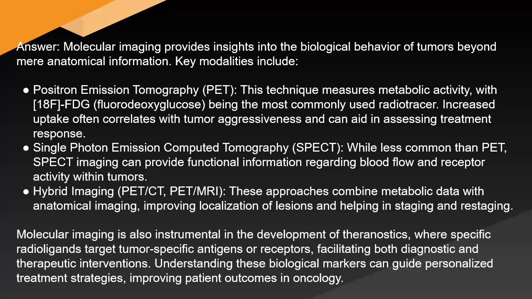Single photon emission computed tomography (SPECT), while less common than PET, can provide functional information regarding blood flow and receptor activity within tumors. Hybrid imaging (PET/CT, PET/MRI): these approaches combine metabolic data with anatomical imaging, improving localization of lesions and helping in staging and restaging. Molecular imaging is also instrumental in the development of theranostics, where specific radioligands target tumor-specific antigens or receptors, facilitating both diagnostic and therapeutic interventions. Understanding these biological markers can guide personalized treatment strategies, improving patient outcomes in oncology.